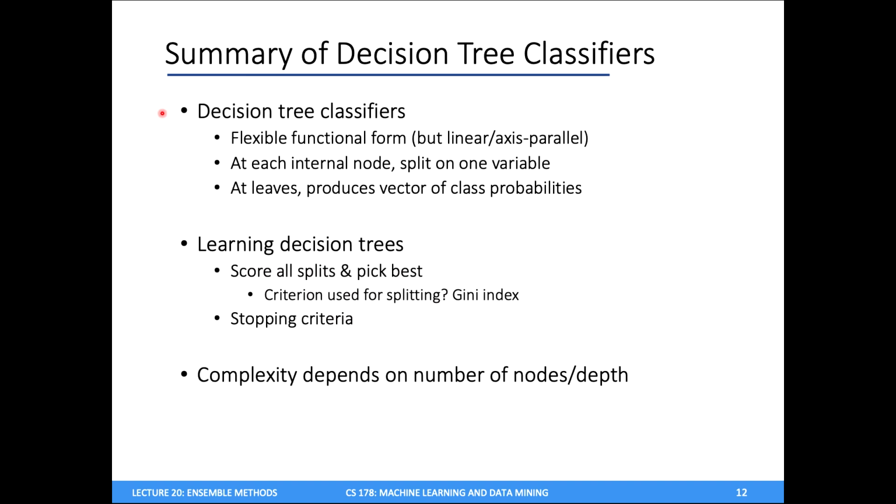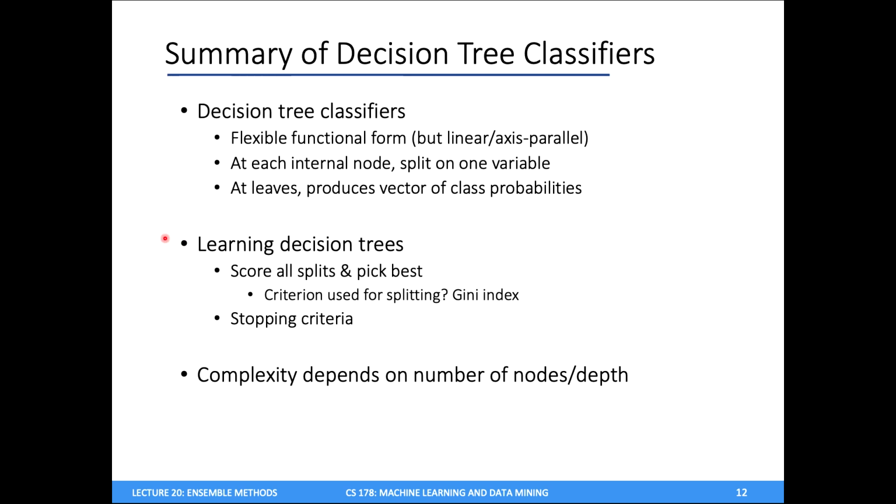Okay, and just to summarize, just to have everything fresh and ready to go, decision tree classifiers are very, very flexible models. We can grow them to be very deep and learn very complex decision boundaries. But of course, all of these decision boundaries are going to be parallel to the axes just because we split on a single feature at a time. Each internal node in our tree represents a split on a particular variable, and at the leaves, we return, again, this vector of class probabilities.